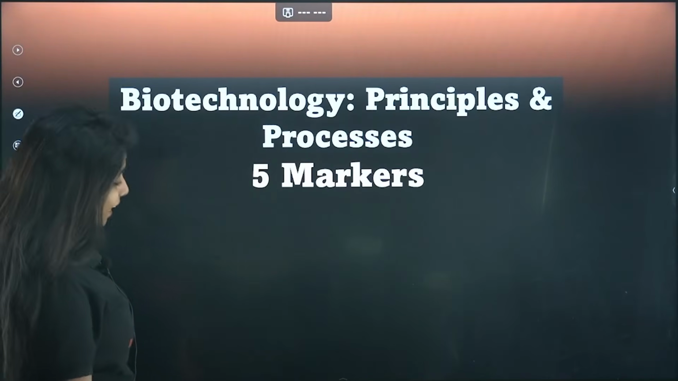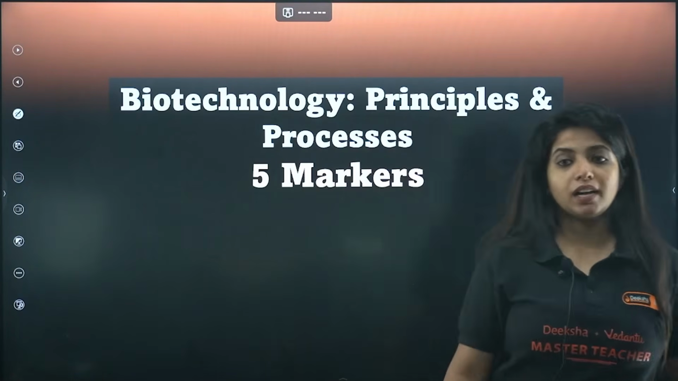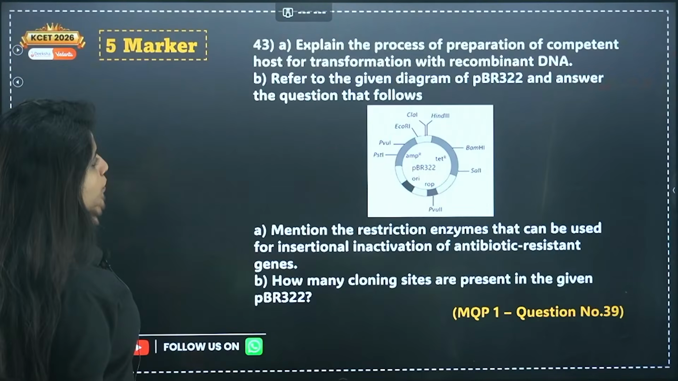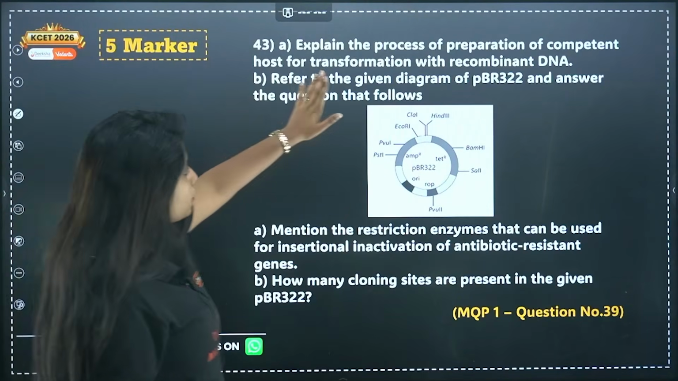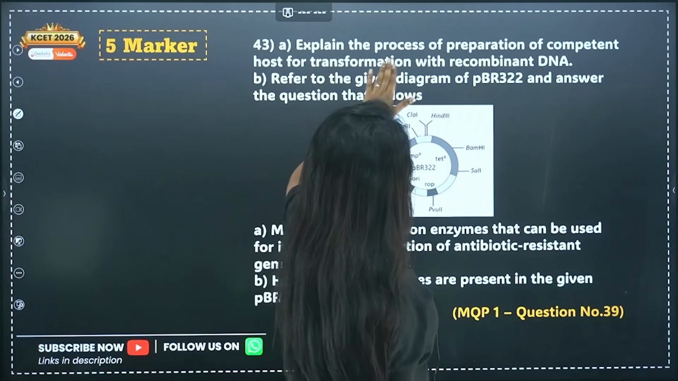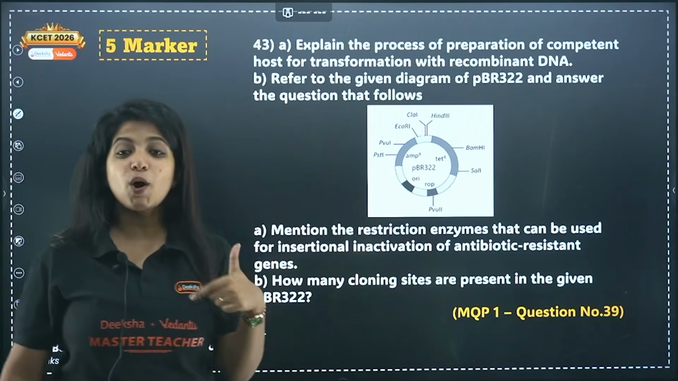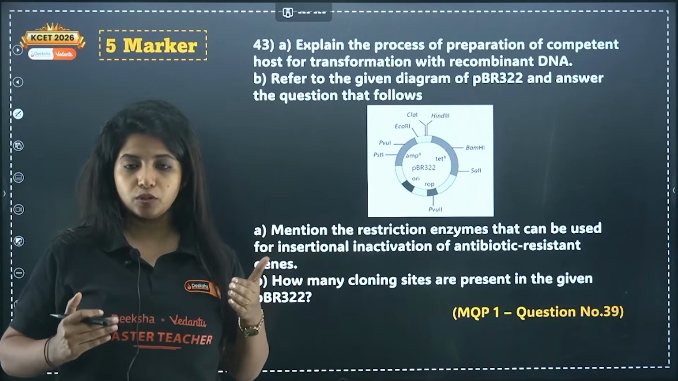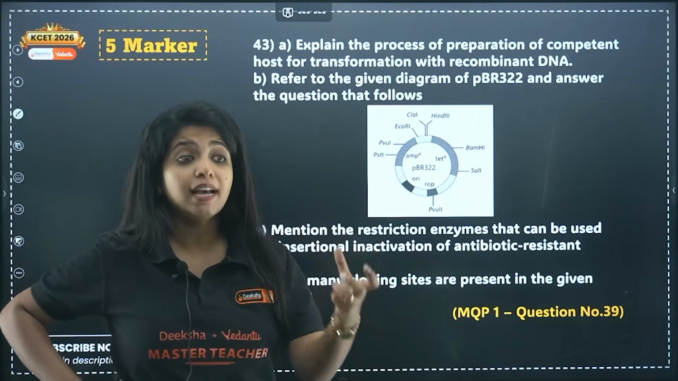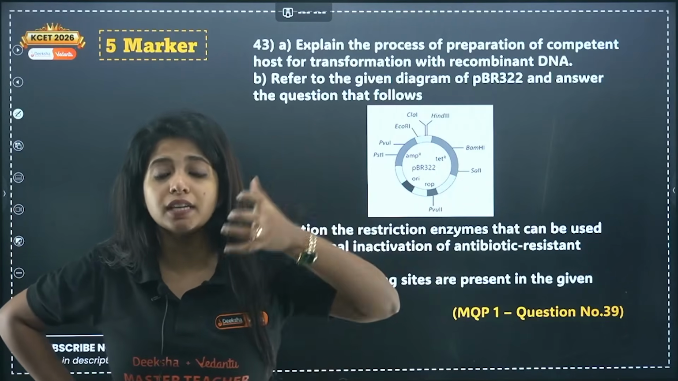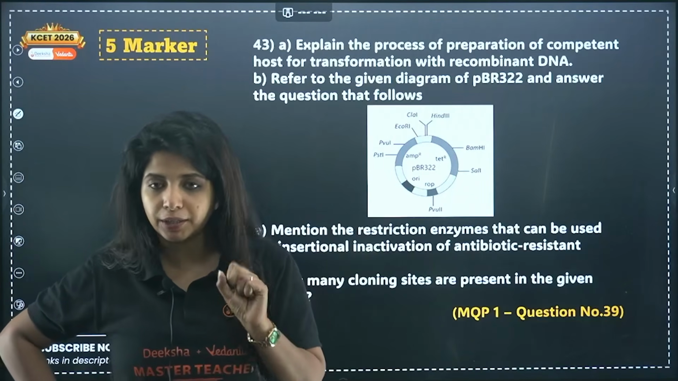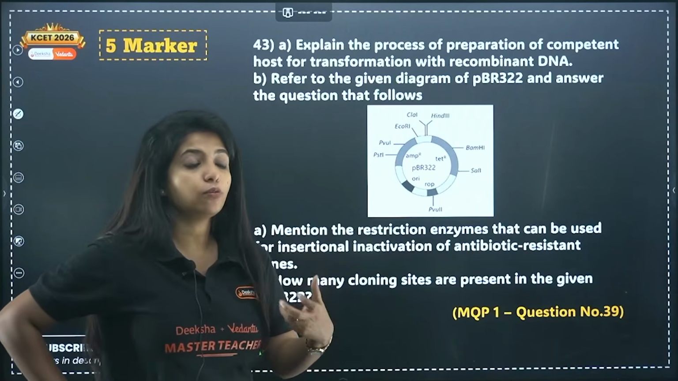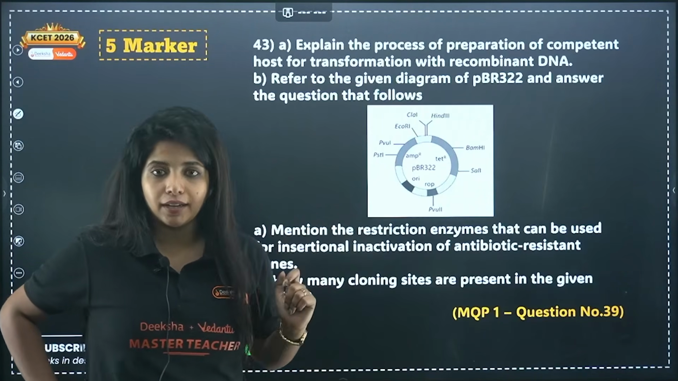Okay, now we are going to the long answers that come from biotechnology principles and processes. It might take a bit of a time, but it is definitely going to be useful. Chalo. Explain the process of preparation of competent host for transformation with recombinant DNA. Competent host as in host which is capable of taking the new DNA. So when we say that we want to make a host competent, that means we want to make it capable of taking in whatever we have for it. Okay, so we have to tell the process of preparation of a competent host. How do you make a host competent to take up the DNA out there? Do you know the process?